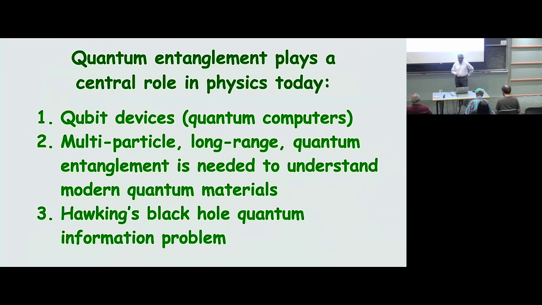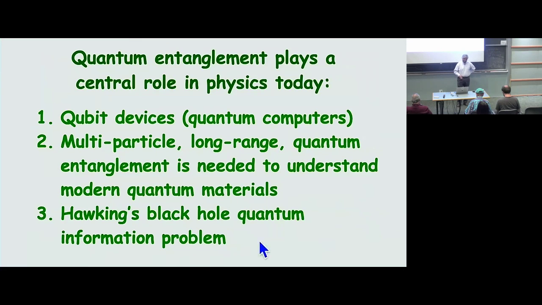And of course, since then, quantum entanglement has gone from a philosophical sidelight to a central role in physics. Most famously, of course, with qubit devices or quantum computers, if you want to call them that. But I will say nothing about that. In that case, you're very carefully controlling quantum degrees of freedom to compute something useful or deduce something useful about quantum mechanics. That's not what I'm going to talk about. I'll talk about how, in many instances, in nature itself, especially in lots of interesting materials, there's entanglement, which in some precise sense can also be viewed as long range. And that'll be the first part of my talk.